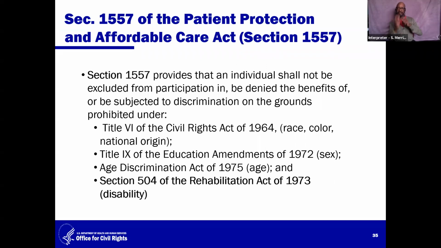So Section 1557 of the Patient Protection and Affordable Care Act provides that an individual shall not be excluded from participation in, be denied the benefits of, or be subjected to discrimination on the grounds prohibited under Title VI of the Civil Rights Act, Title IX of the Education Amendments of 1972, the Age Discrimination Act of 1975, or Section 504 of the Rehabilitation Act of 1973. So it prohibits health programs or activities that receive federal financial assistance from discriminating on the basis of race, color, national origin, sex, age, or disability.